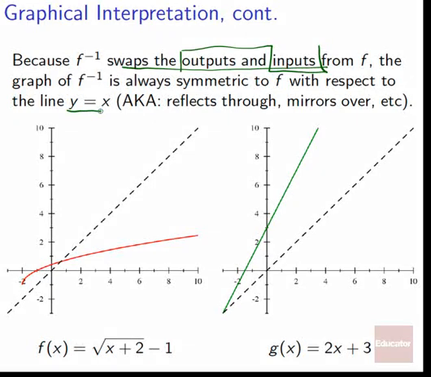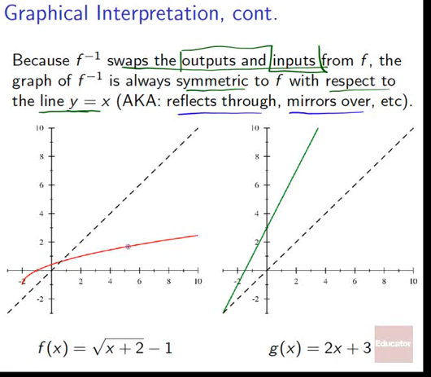We'll bounce across, because when you bounce across y equals x, you swap your coordinates. Now, there's many ways to say this. I'm saying bounce across. That's not really formal, but we can formally say it is symmetric to f with respect to the line y equals x. You could also say it reflects through y equals x, or it reflects over y equals x. You could also say it mirrors over, or it mirrors through y equals x. There's many ways to say it, but they're the same thing.